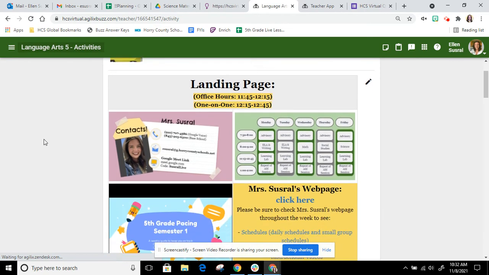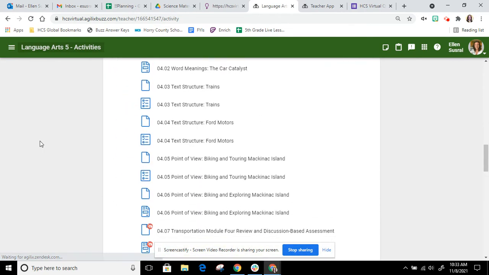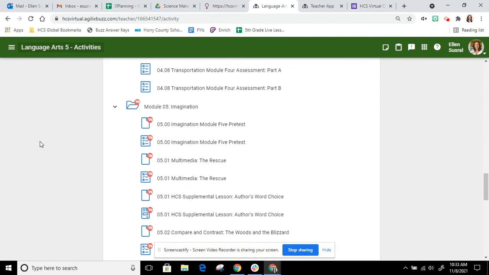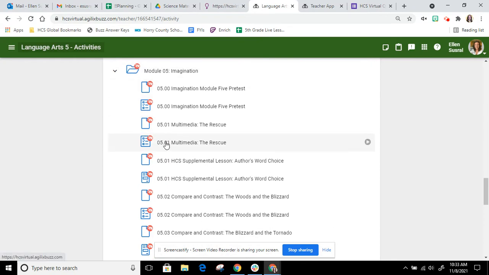So I'm going to go into the Language Arts course. I'm going to scroll down and we're looking at Module 5. You'll see that you'll have 05.01 Multimedia to the Rescue. And then you'll notice there's a second 05.01, and it's titled HCS Supplemental Lesson, Author's Word Choice. We're going to look at this lesson.